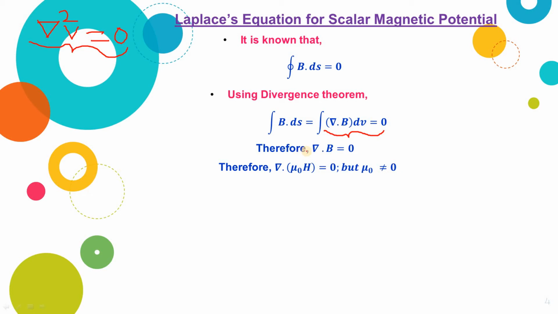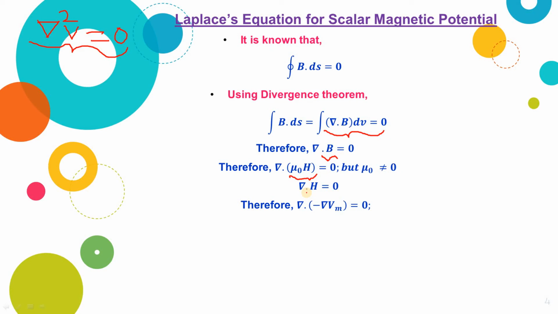Therefore, instead of B, we can write mu naught into H. So del dot mu naught H is equal to 0, but mu naught is not equal to 0, so that you should remember. Therefore we obtain del dot H is equal to 0.